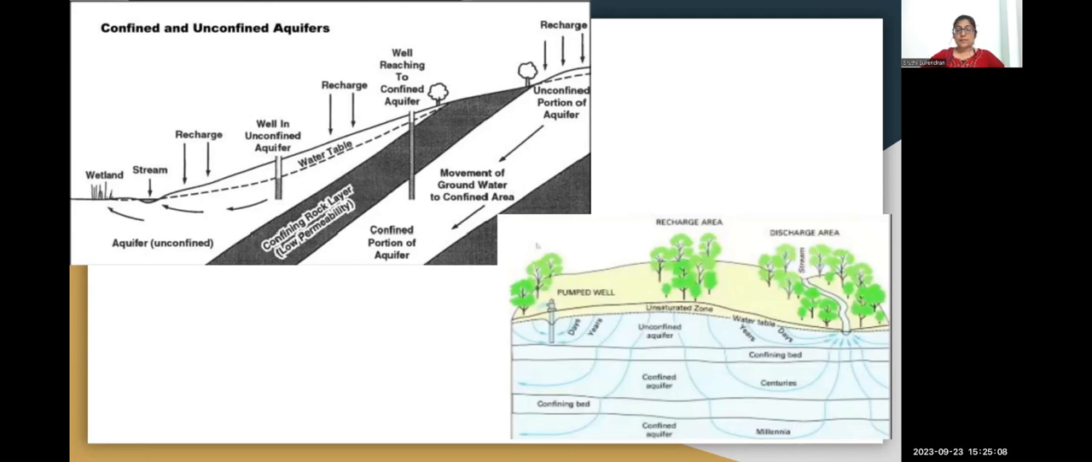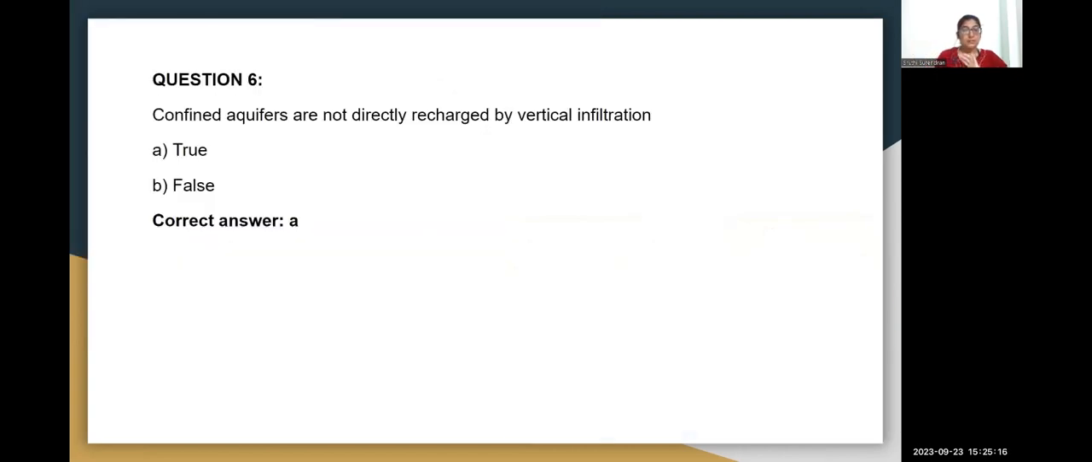So vertical infiltration only recharges unconfined aquifers. It doesn't recharge confined aquifers. So the statement that they are not directly recharged by vertical infiltration is true.